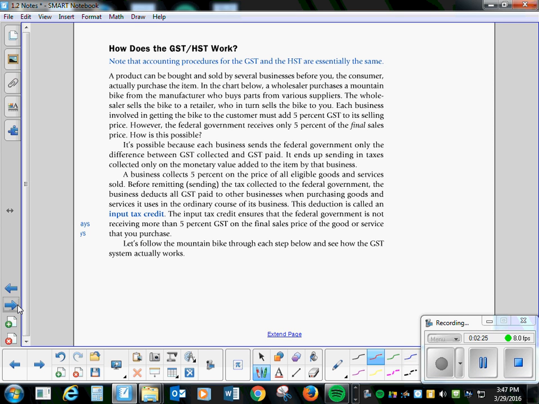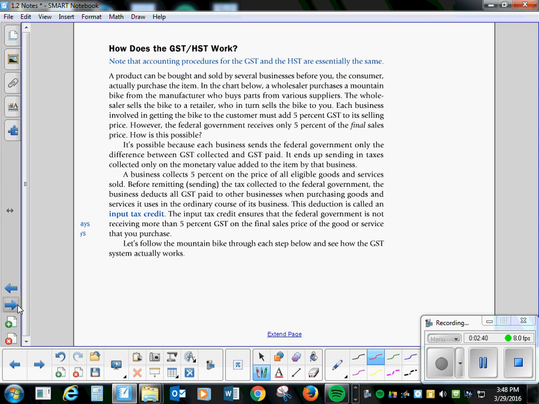We're going to talk about how the GST is set up and paid and collected. Just know that we're not going to be doing it this difficult way. As I continue on, I'm going to show you a much easier way to collect the GST. But I just want to go through this with you.